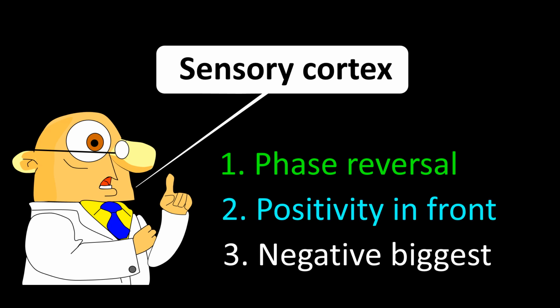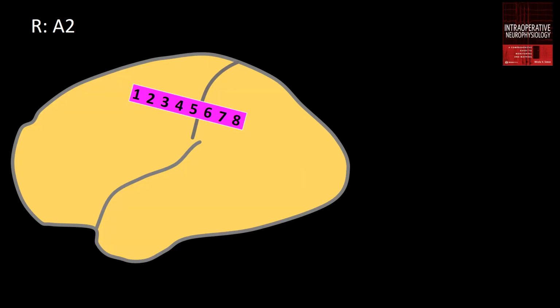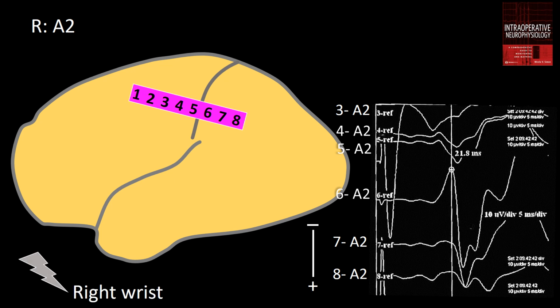So, at least for now, we consider the area of the cortex where the phase reversal took place to be the sensory cortex. Once we determine the phase reversal, the next thing we do is look for the positivity in front. Here we do not use a chain montage, but each electrode in the strip is connected to another electrode placed at the right ear. In this frame, the connections of electrode 1 and electrode 2 to the right ear are omitted, based on the finding of phase reversal at electrode 6, as we have already mentioned. Then the right wrist is stimulated and the wave recorded. Notice that the derivation 5 to right ear was positive at 5 and the derivation 6 to right ear was negative. Thus, the positivity at electrode 5 is in front of the negativity at electrode 6.